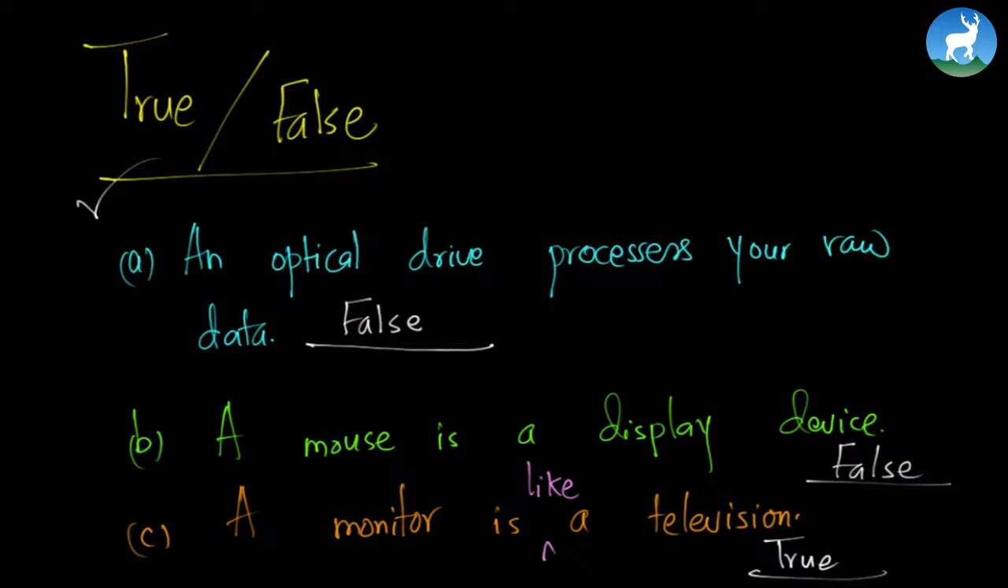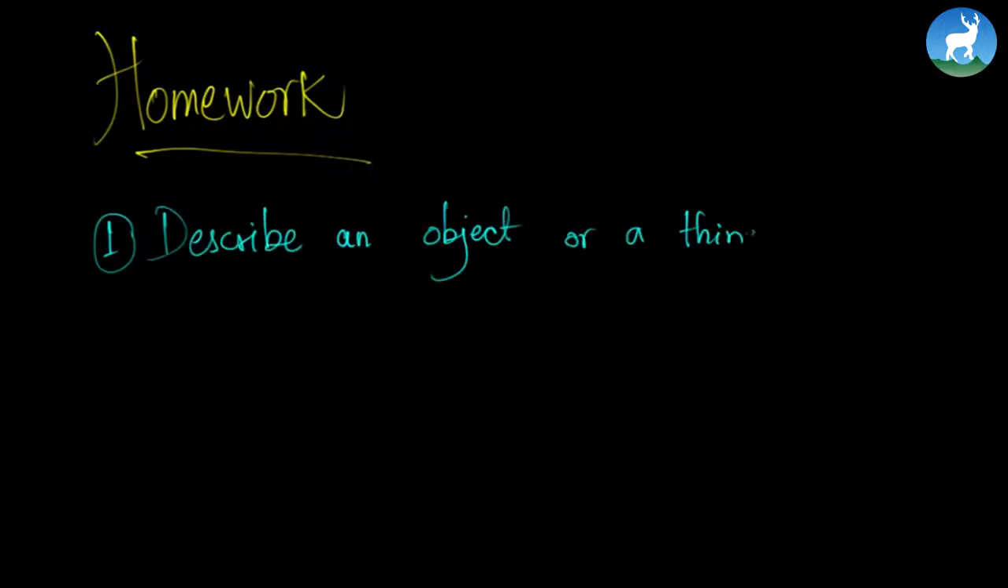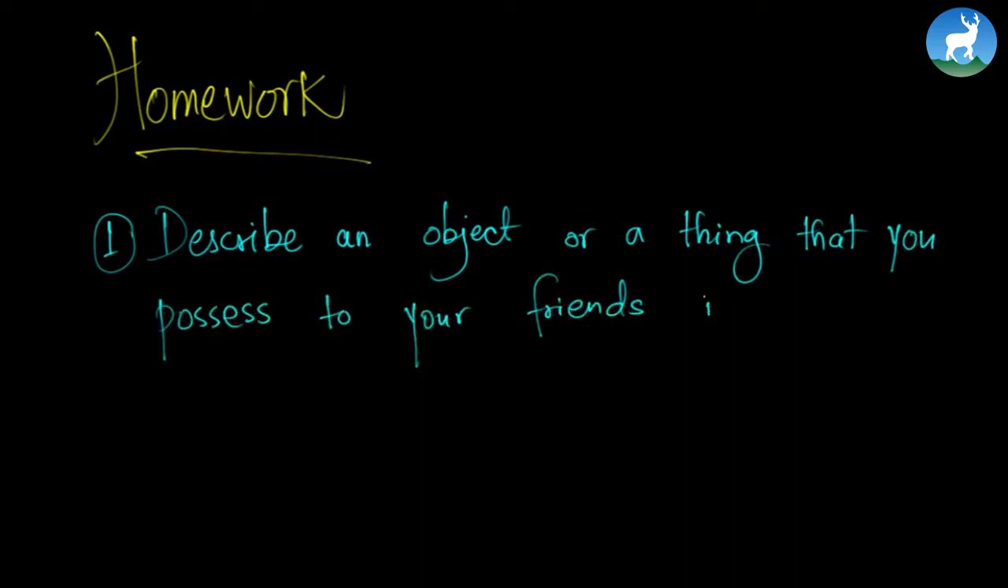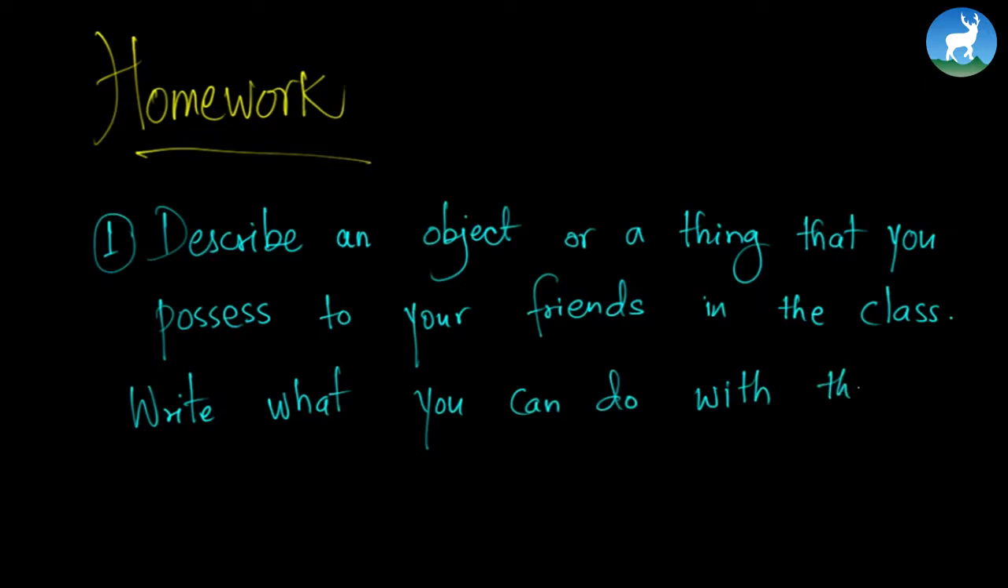Now there's another question. Let's do that. Now we come to the homework section. In the homework section, I'm going to give you this question. Describe an object or a thing that you possess to your friends in the class. Write what you can do with that object or thing, right?